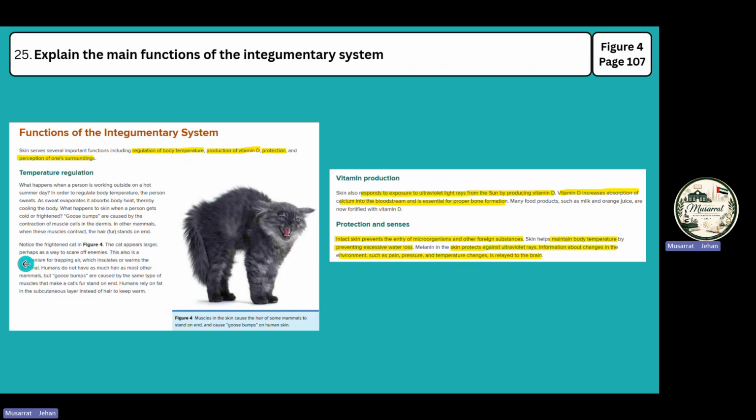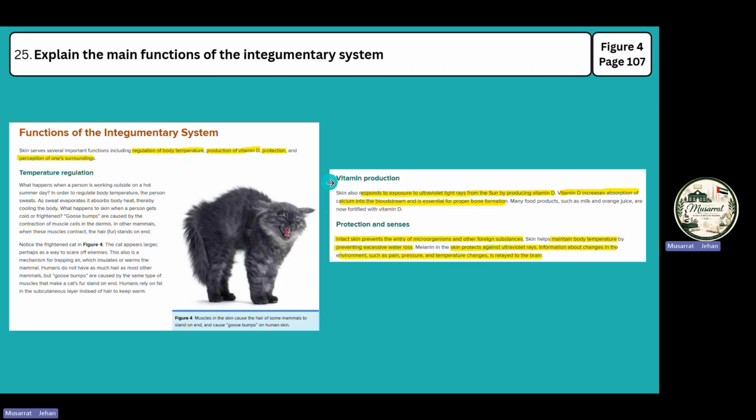So the cat appears larger, perhaps to scare the enemies. It is also a mechanism for trapping air, which insulates or warms the mammal. Humans do not have as much hair as most other mammals, but we get goosebumps. This is the same type of response. The muscle cells are making the hair stand.